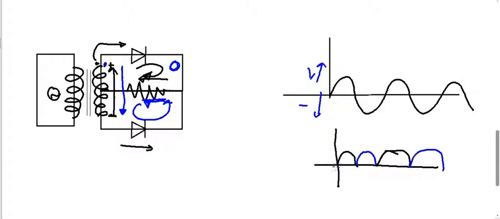So we see that in all the cycles there is no blank zone; all the half cycles are transmitted through this resistor. Therefore this type of rectifier, where the full wave is transferred, is known as full wave rectification.